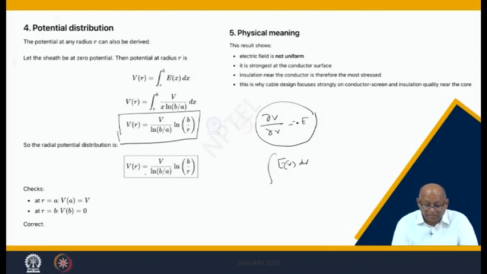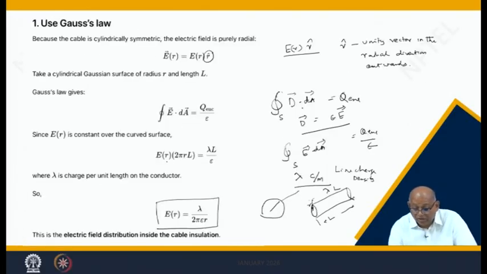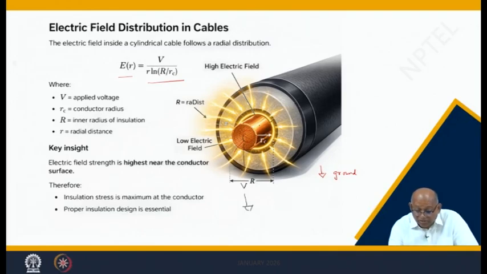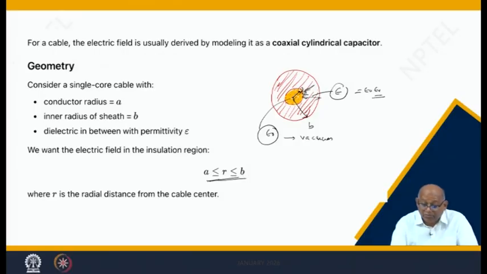So the radial potential distribution looks like this. This is the radial potential at any point. At R equal to A the voltage is V, and at R equal to B it will be 0 or ground. That means the electric field is not uniform, as you can see. The strongest is at the conductor near the insulation, therefore most stressed. So the maximum electric field or potential gradient occurs at the conductor, and here the breakdown chance is maximum. On this surface there is a possibility of breakdown.